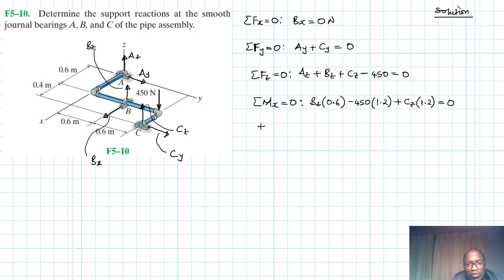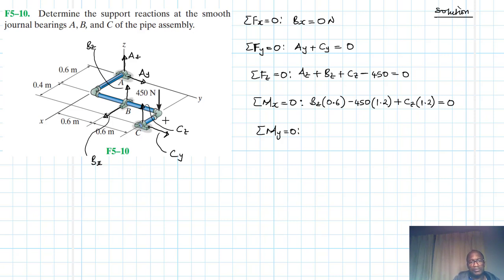Great. So let's move on. We have summation of moments about the y-axis. Az and Ay and Bx will not cause any moment about the y-axis. Which forces will cause a moment? Bz is one of them, 450 is one of them, and Cz. The same forces that cause the moment about the x also cause moments about the y-axis.